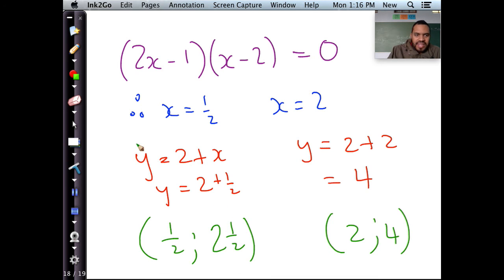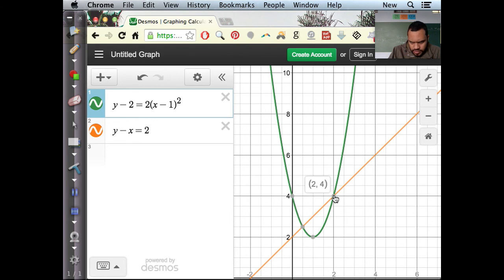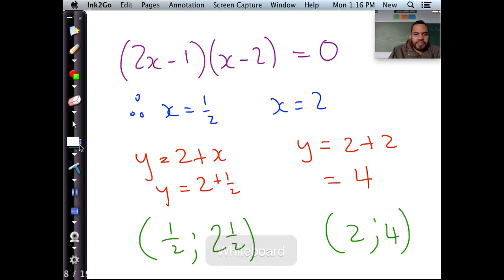Okay. Does that concur with what we found earlier in terms of the graphical representation? What do we have here? That's 2 and 4, and that's 0.5 and 2.5. 2 and 4, 0.5 and 2.5. Okay, so that was example 6 and 6a.